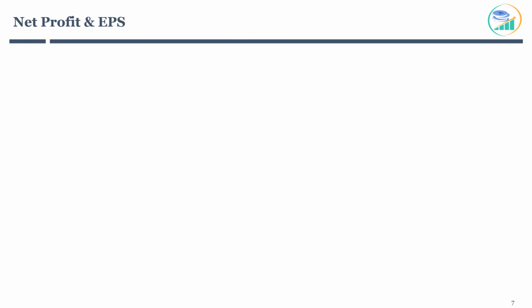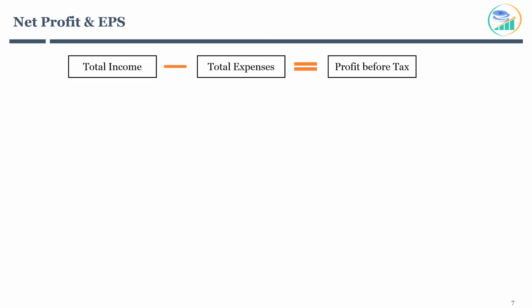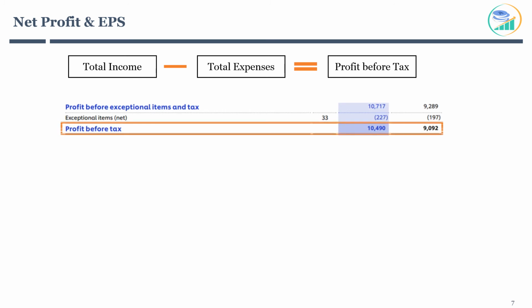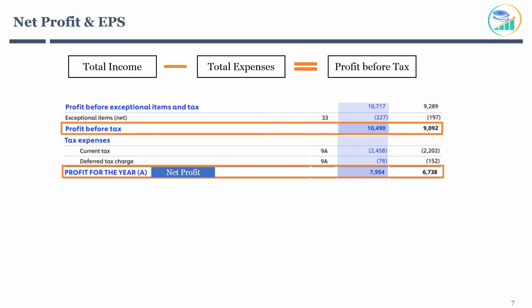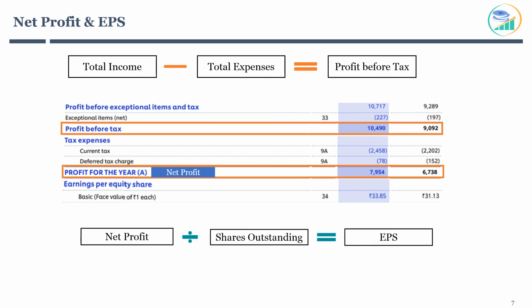Till now, I covered income and expense lines. Now it's time to calculate the profit. When you take the total income and subtract total expenses, you get profit before tax. The company must pay taxes on this income. You arrive at the net profit after deducting all the applicable tax expenses from the profit before tax. The last line on the income statement is earnings per share, commonly known as EPS. It is calculated as net profit divided by number of shares.